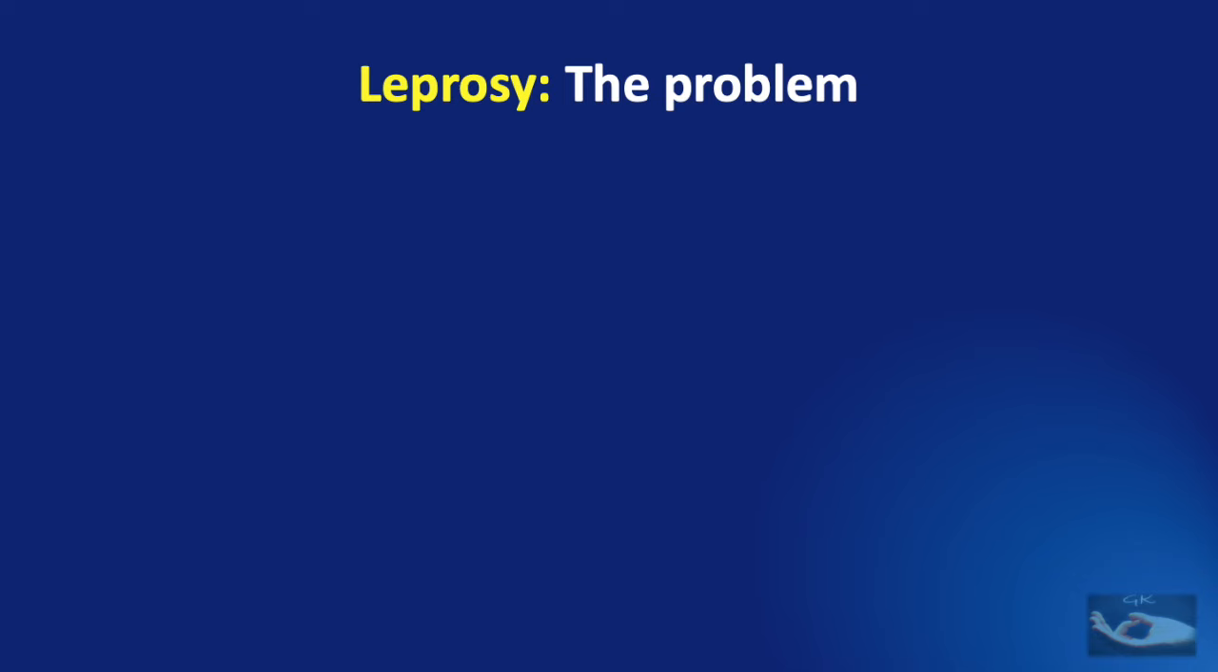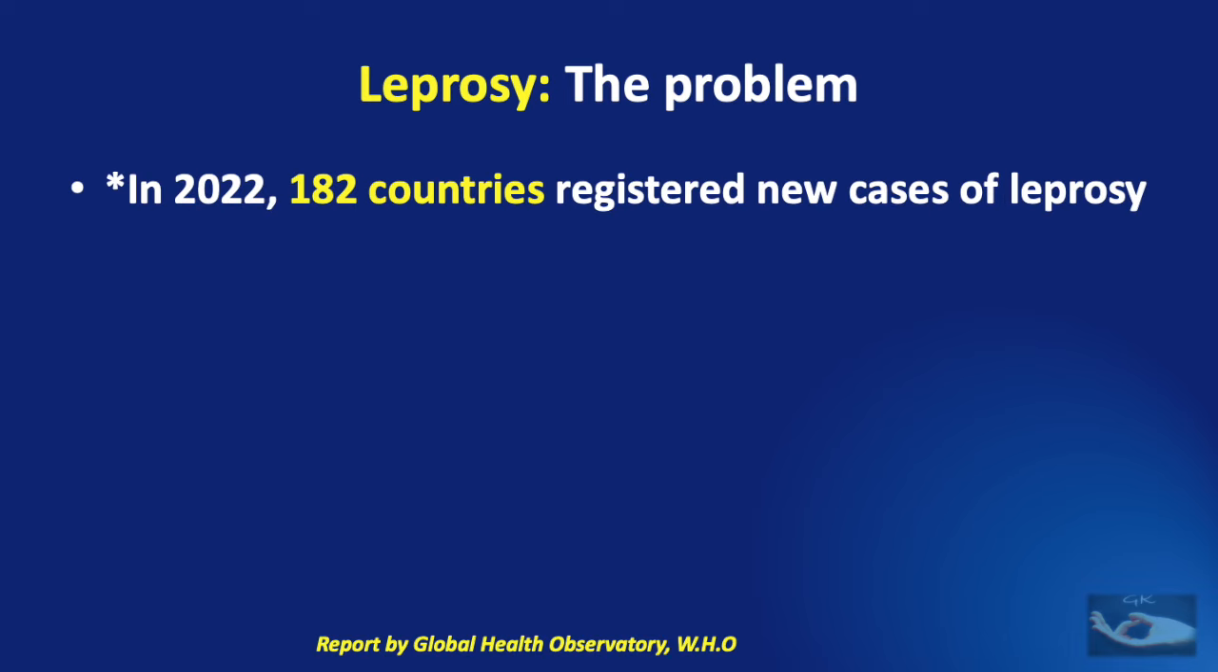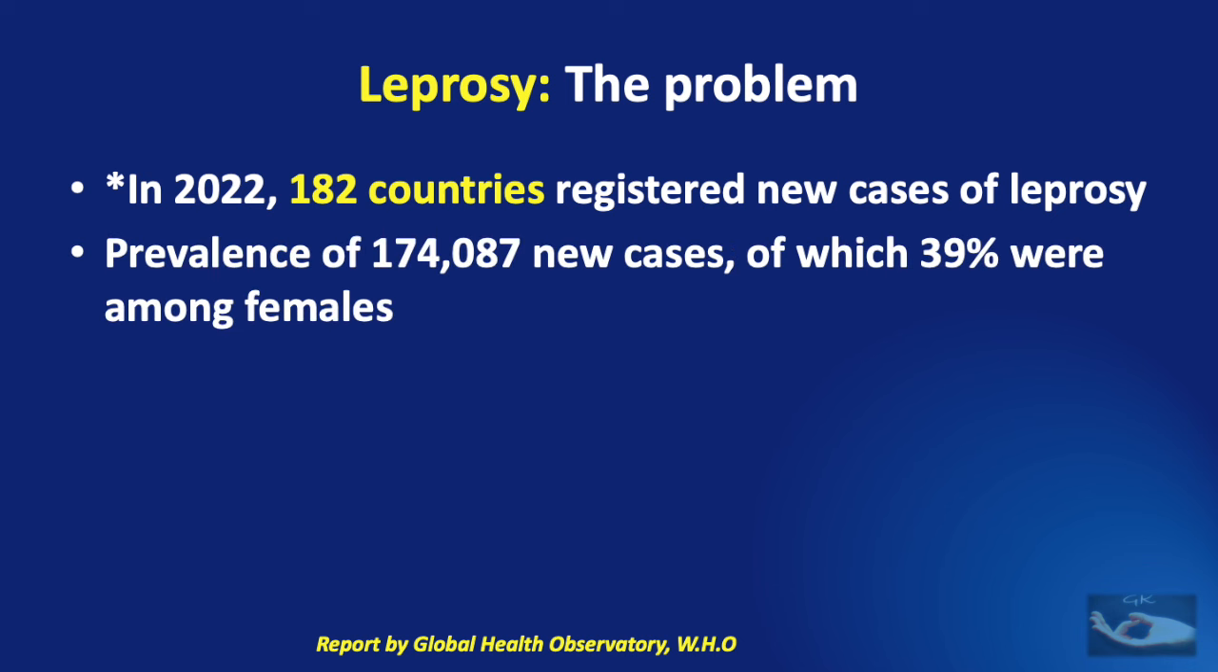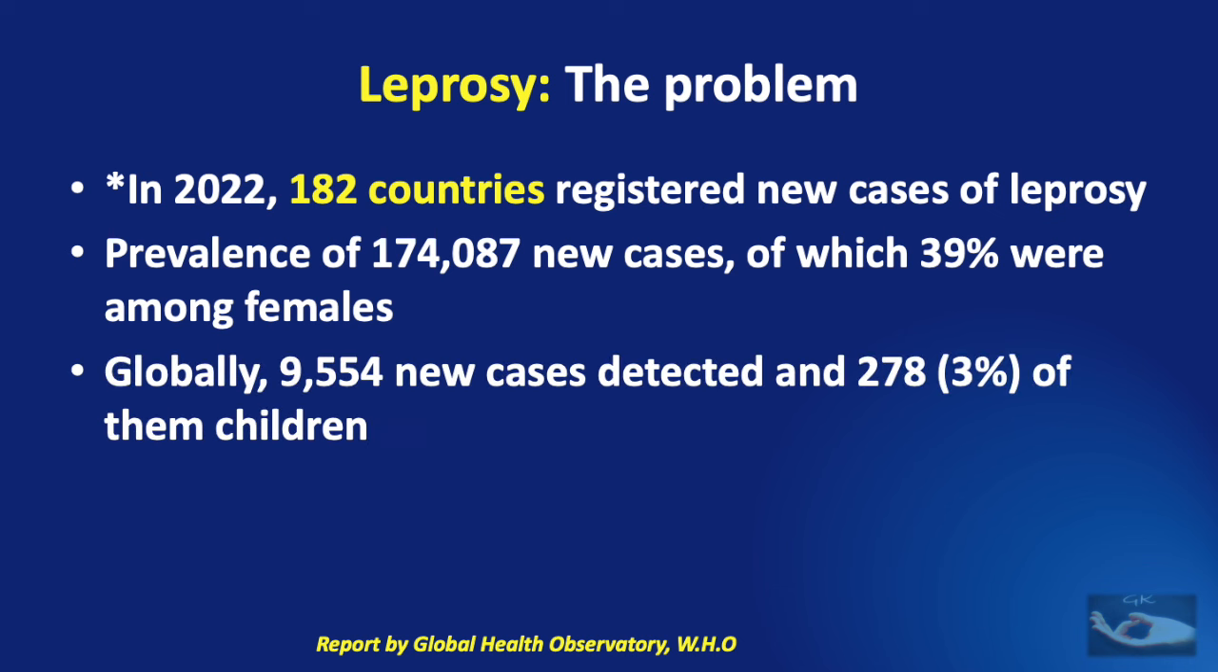The problem of leprosy still exists. In 2022, 182 countries registered new cases of leprosy according to the Global Health Observatory of the World Health Organization. There was a prevalence of 174,000 new cases, of which 39% were among females. And globally, more than 9,500 new cases were detected, and 3% of them were children.